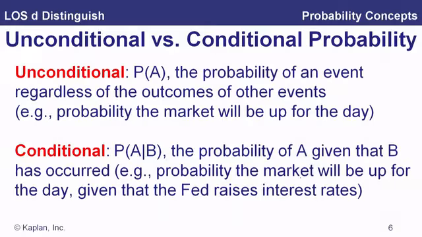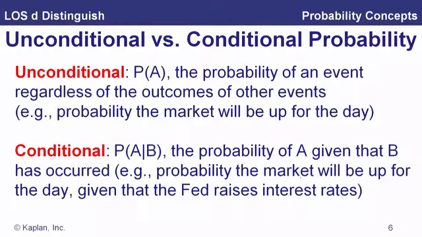And we need to define unconditional versus conditional probability. This is a key concept for us here. An unconditional probability, we just write that as the probability of A, the event A, or the outcome A. And this is the probability regardless of any other event. So, as an example, the probability the market will be up for the day. That's an unconditional probability of the event, market being up for the day.